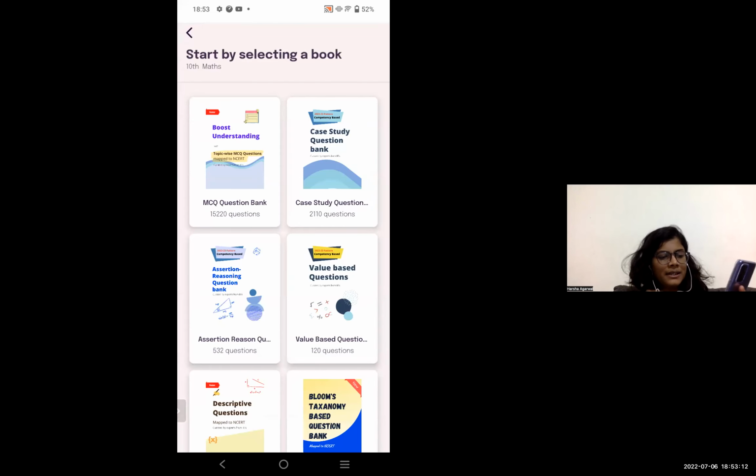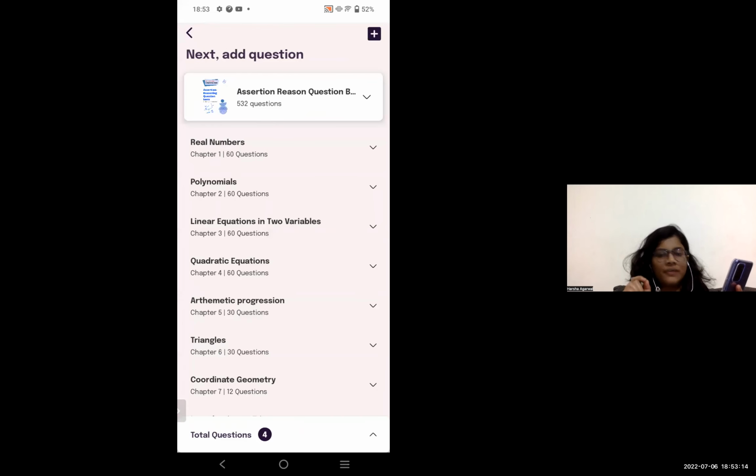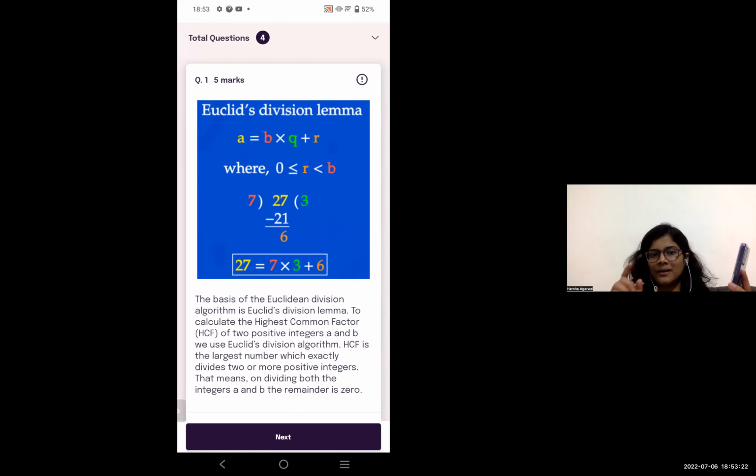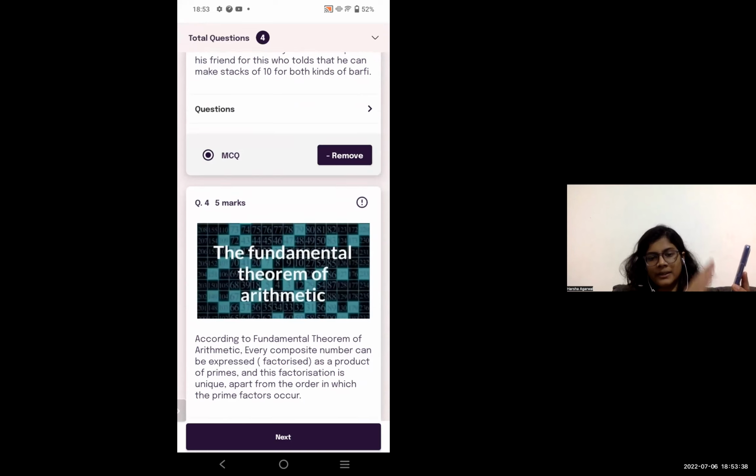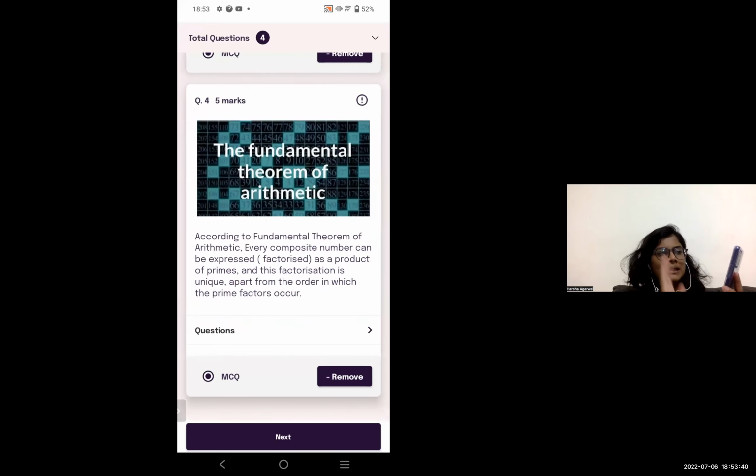And you can see the same you can do for the assertion and reasoning. So your total questions from case study is already there here. You can see, Rosa ji, you had a complaint that you can't add the other questions, right? Ma'am, you can select one type of question from the case study question bank, and then you can go back. Then you can select another book and add more questions. So you can see my 4 case study questions which I selected are already there on the screen.